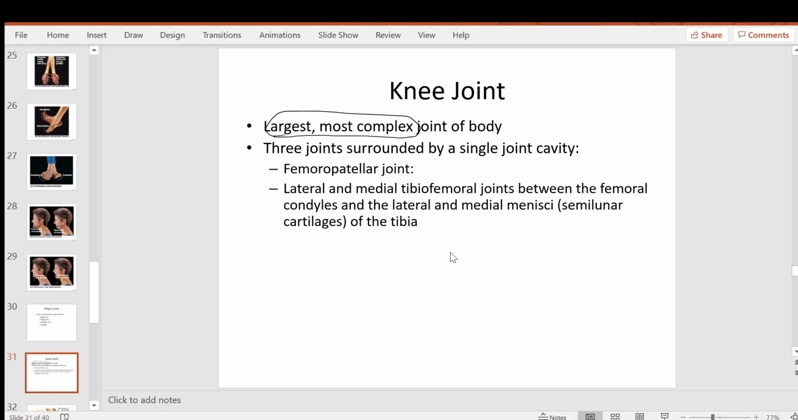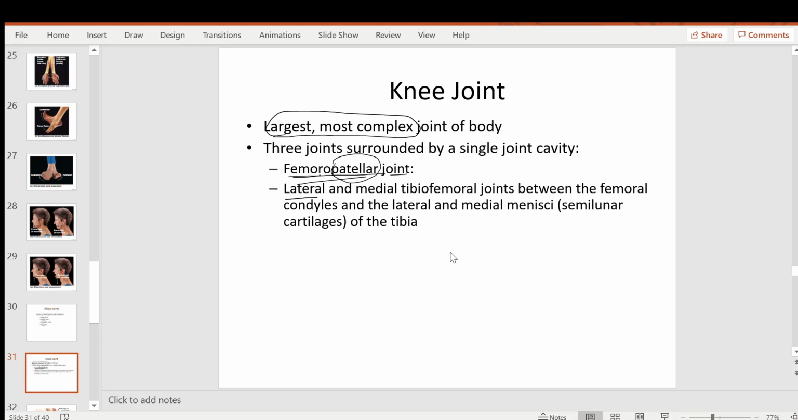Which three bones? The lower end of the femur, the upper end of tibia, and patella. So those are three bones joined inside the knee joint. Femur and patella join at femoropatellar joint. Patella is the kneecap, is attached to the anterior surface of the lower end of the femur, and that joint is the femoropatellar joint. It is inside the knee joint.